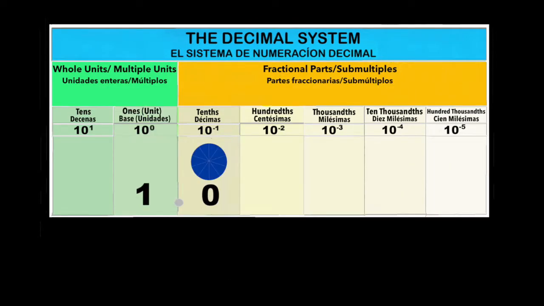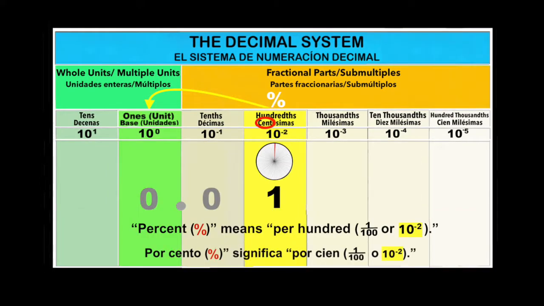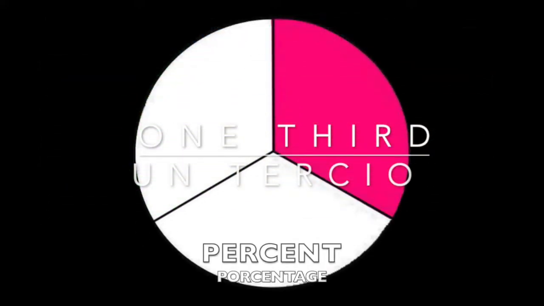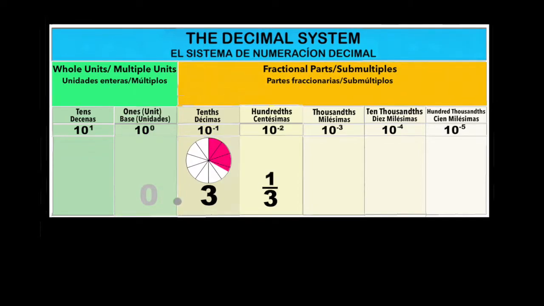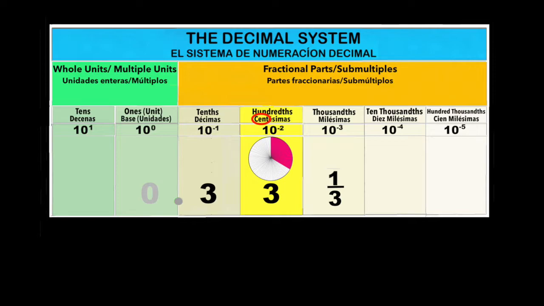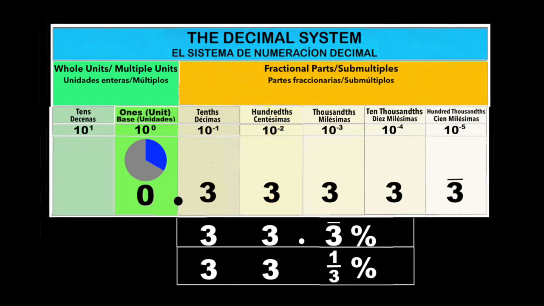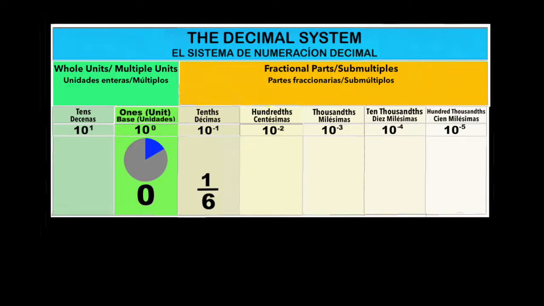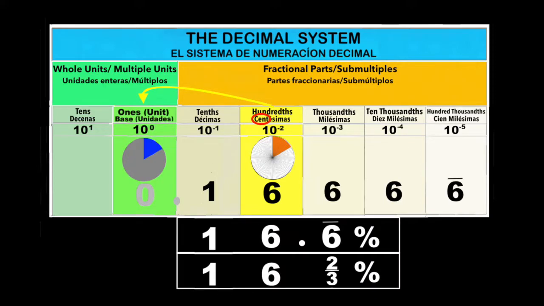One unit, 10 tenths, 100 hundredths. Percent means per hundred. 100%. 1/3 of a unit, 3 1/3 tenths, 33 1/3 hundredths. 33 1/3%. 1/6 of a unit, 1 2/3 tenths, 16 2/3 hundredths, 16 2/3%.